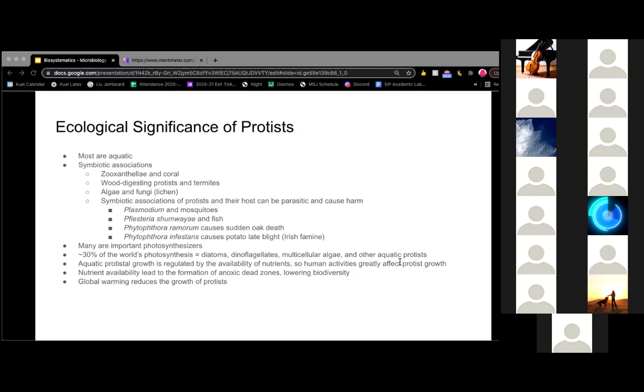And this includes things such as the runoff of fertilizers, which can result in nitrogen and phosphorus being present in greater quantities than usual in the ocean, and that can have some negative consequences. And this is because increases in nutrient availability lead to the formation of anoxic dead zones, which can have a negative impact upon biodiversity.